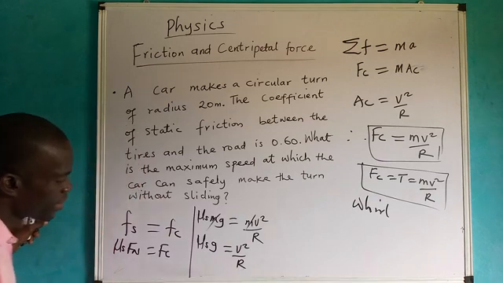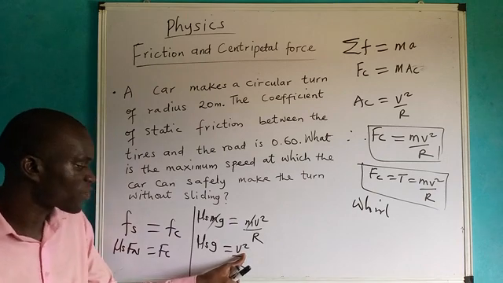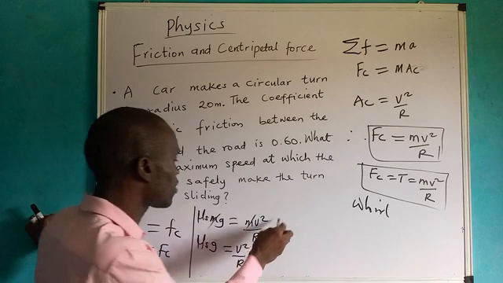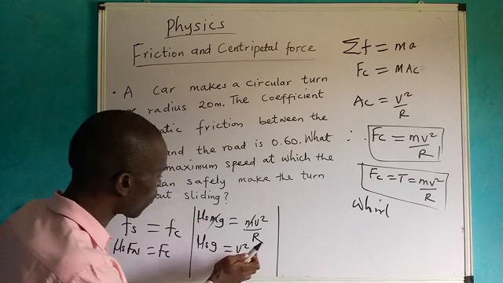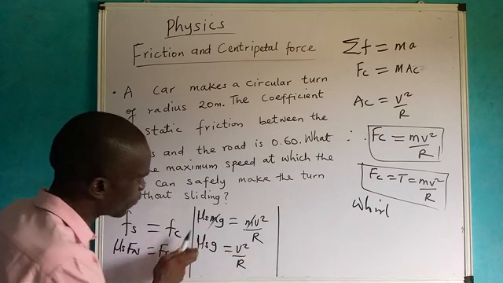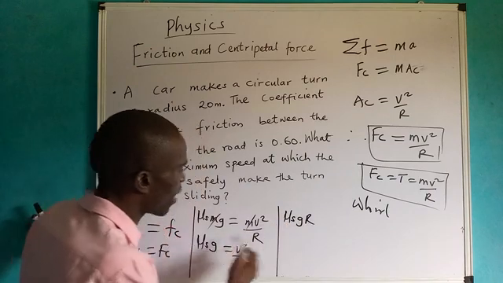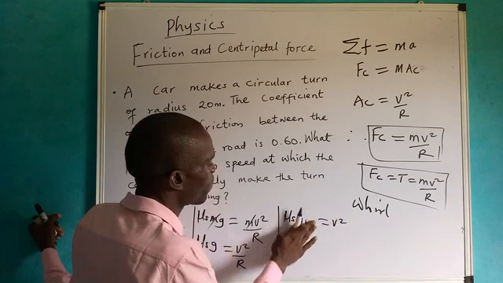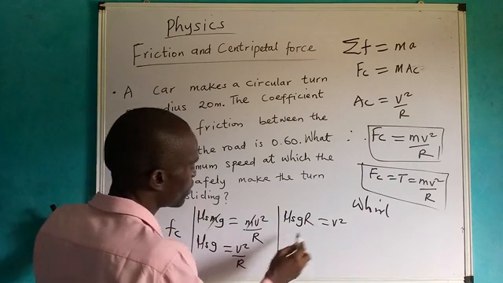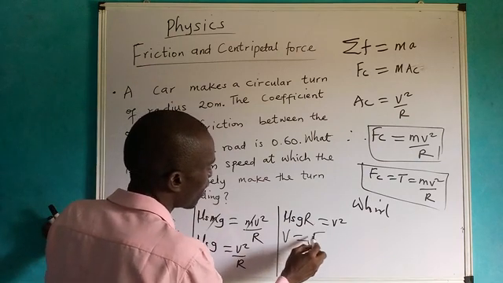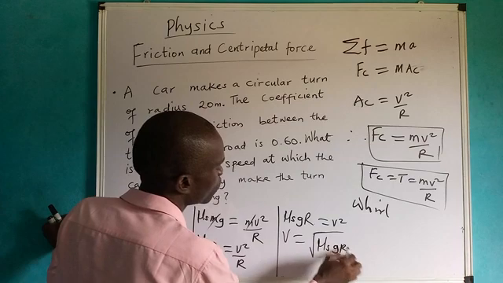Now I can make v, the velocity, the subject of the formula. I multiply both sides by r, so I have mu s g r equals v squared. To find v, we simply find the square root of both sides. Therefore, v equals the square root of mu s g r. This becomes the formula.